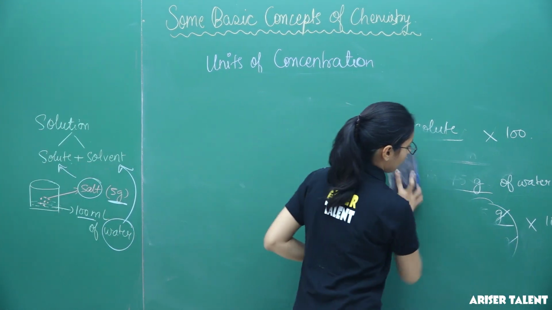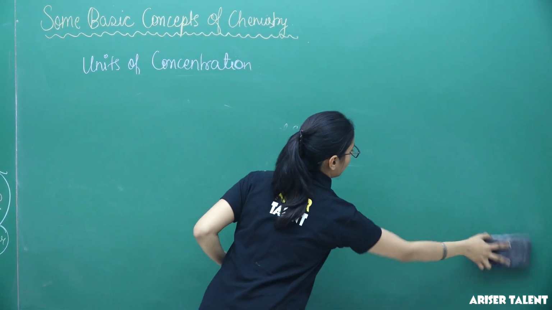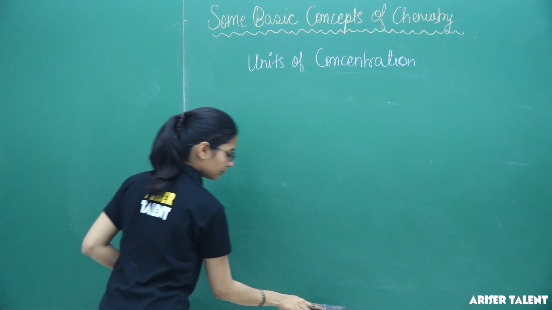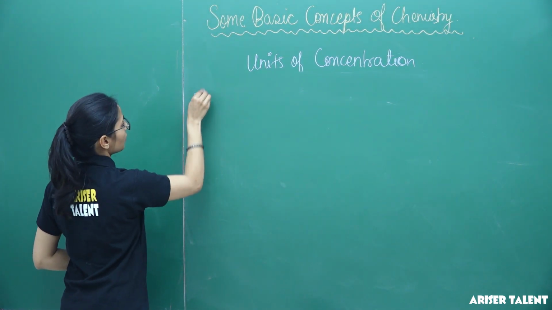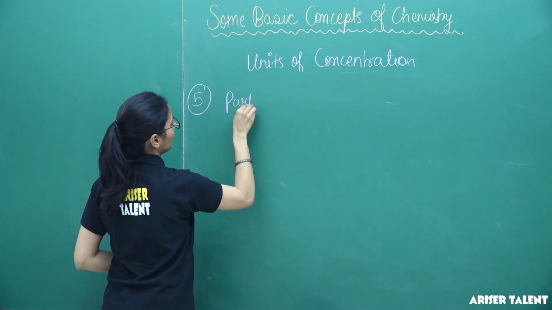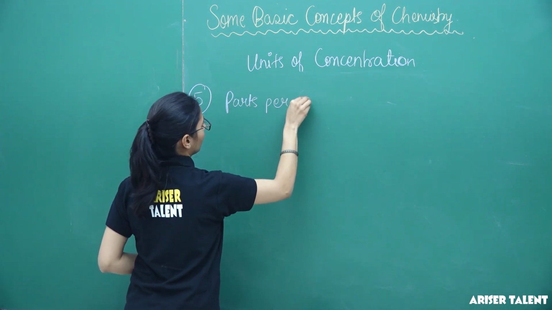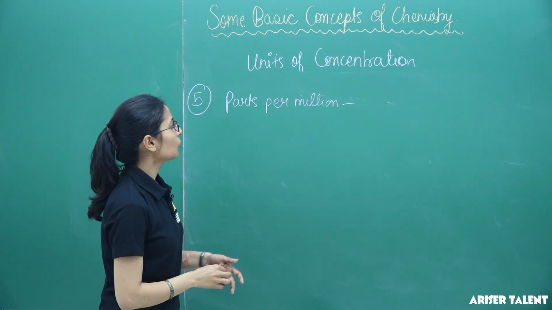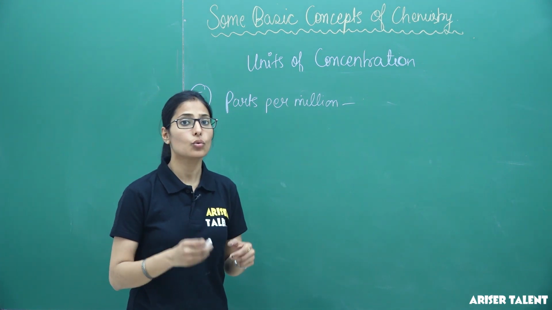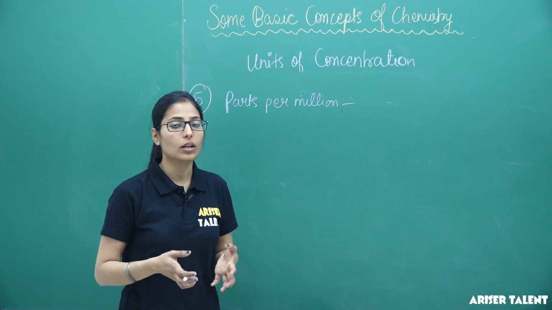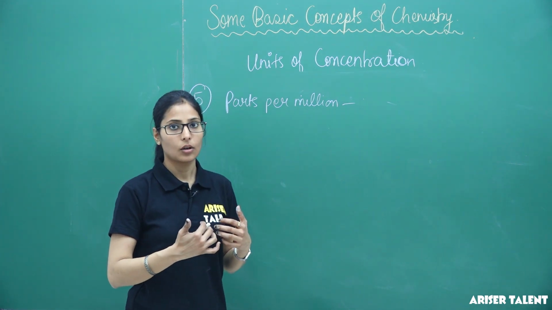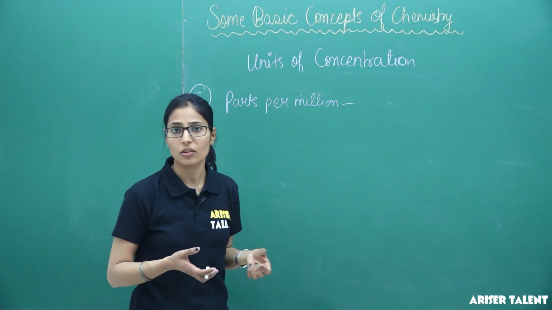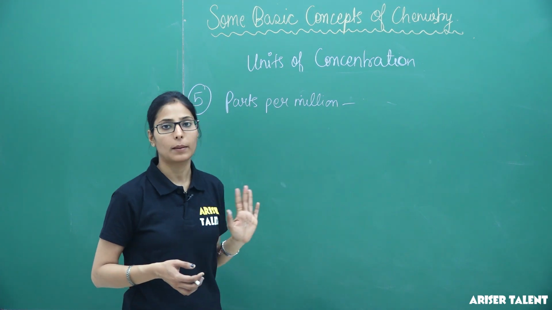Now, the last unit of concentration is parts per million. So, this is the fifth one. So, what is parts per million? First of all, I would like to tell you that parts per million is a unit of concentration which is used for those solutions in which the solute amount is very small. Such very dilute solutions are expressed in terms of parts per million. This is the first thing that you have to remember.